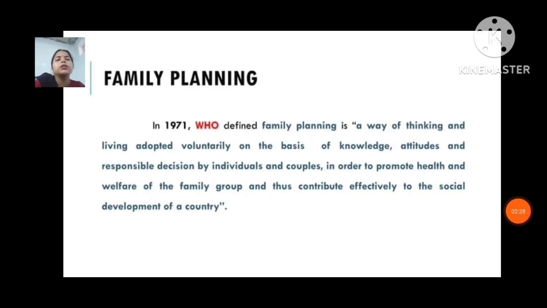Next topic is family planning. In 1971, WHO defined family planning as a way of thinking and living that is adopted voluntarily on the basis of knowledge, attitude, and responsible decisions by individuals and couples in order to promote the health and welfare of the family group and thus contribute effectively to the social development of a country.